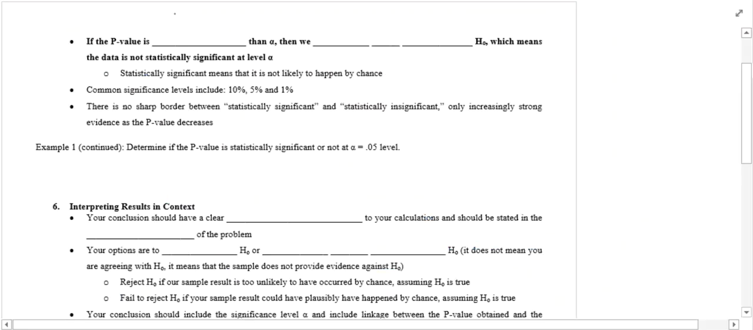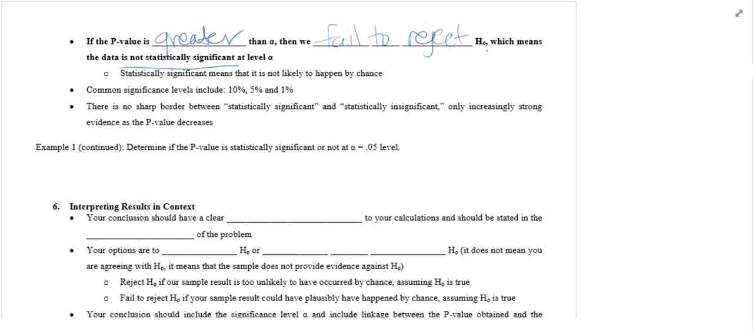If the p-value is greater than alpha, then we say we fail to reject the null. And it's called not statistically significant. Okay, so we were close enough that our sample value could have happened by chance, and it's not really showing evidence against the null.